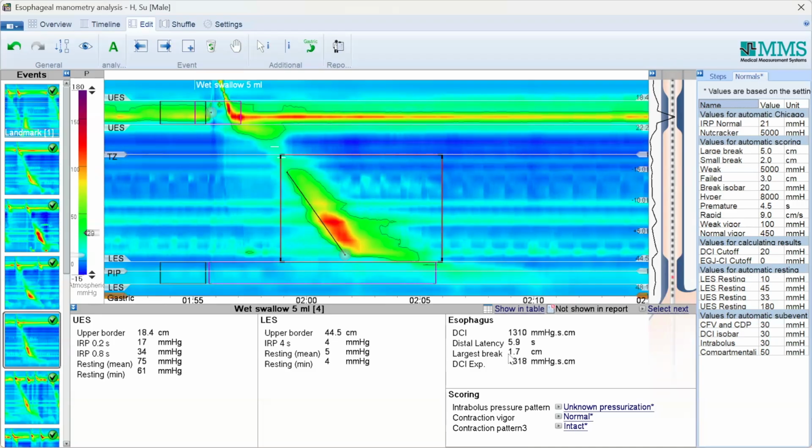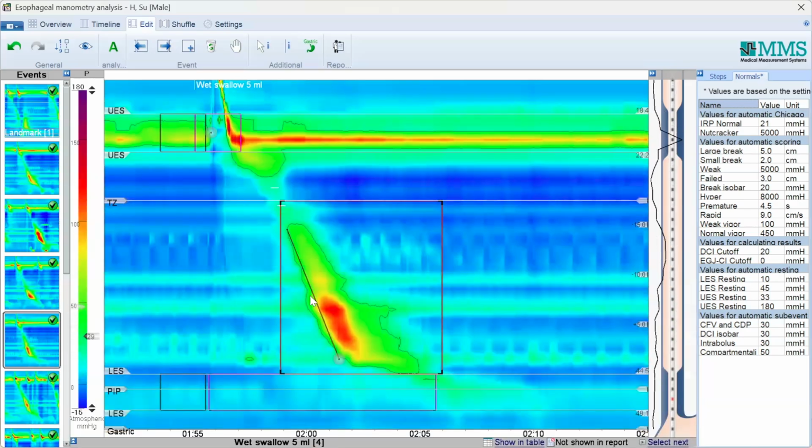Also, we have here, we didn't mention before, the distal latency. This line, you can see here the progression of the contraction. It's coming like this, then it becomes slower. You can see it's like this, and then it slows down. Here, at this point, it started in a different inclination. Right, okay.